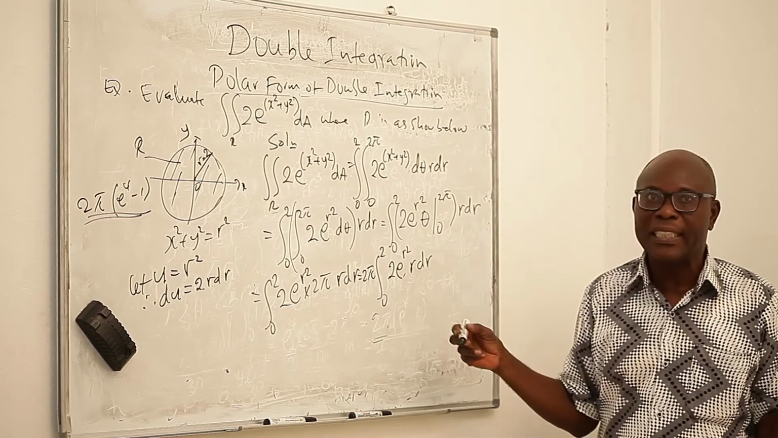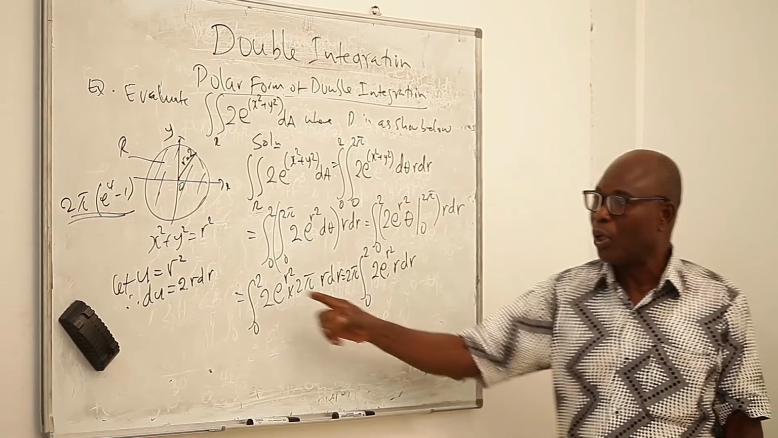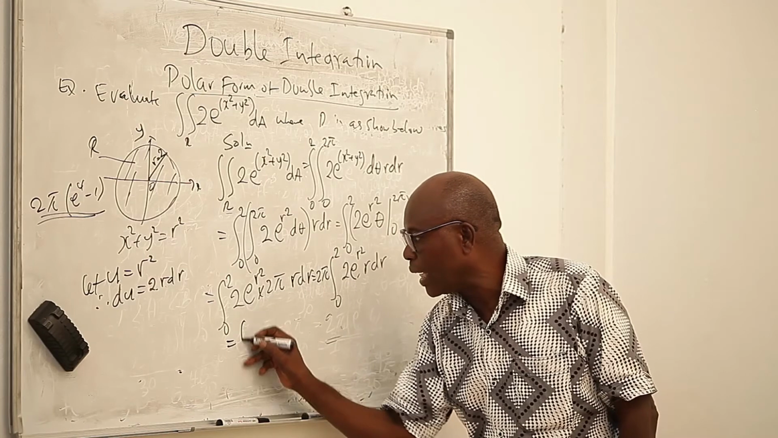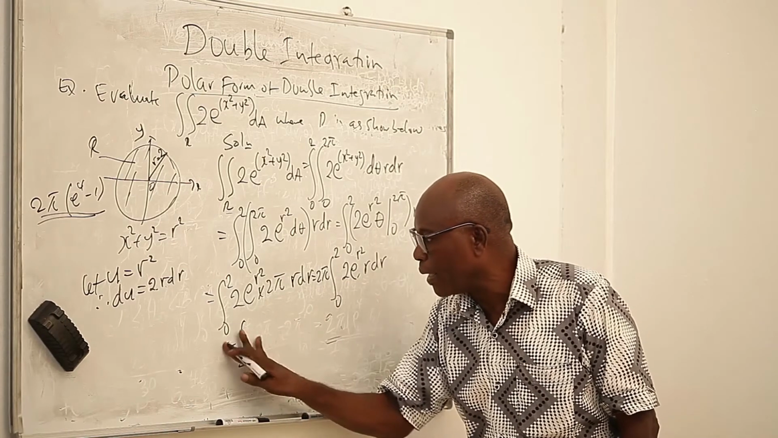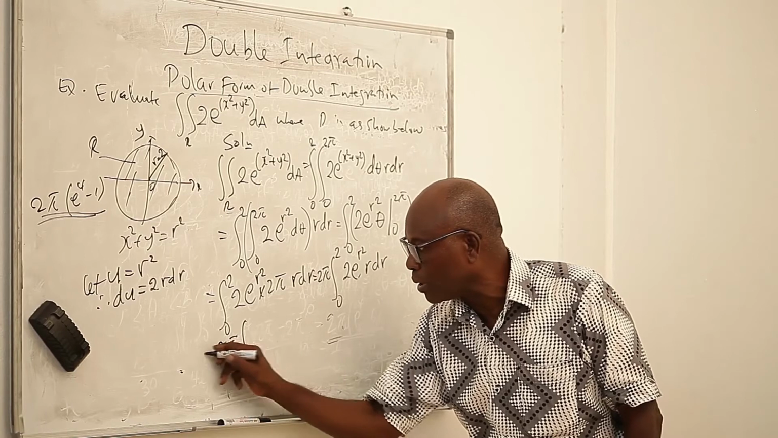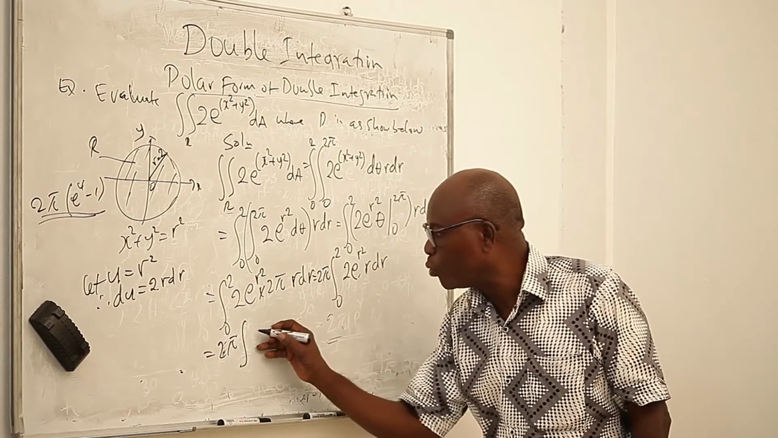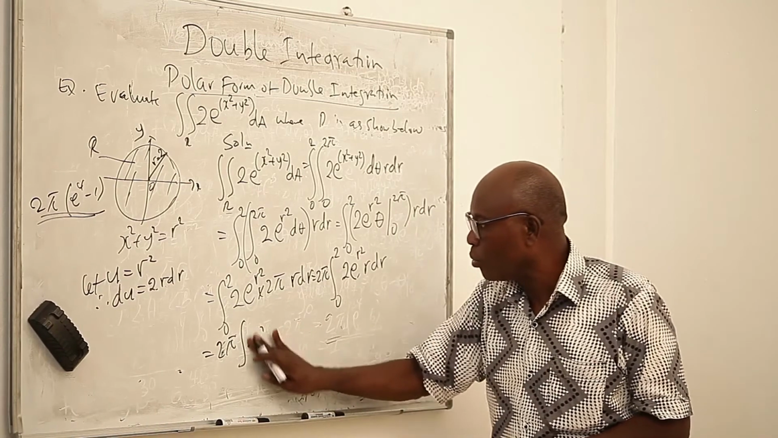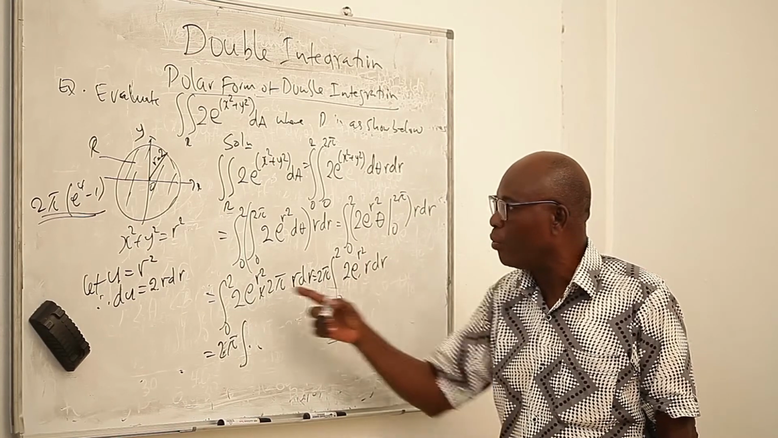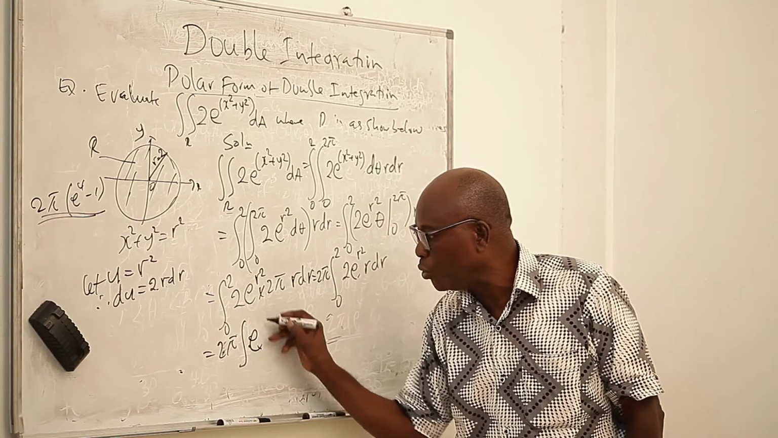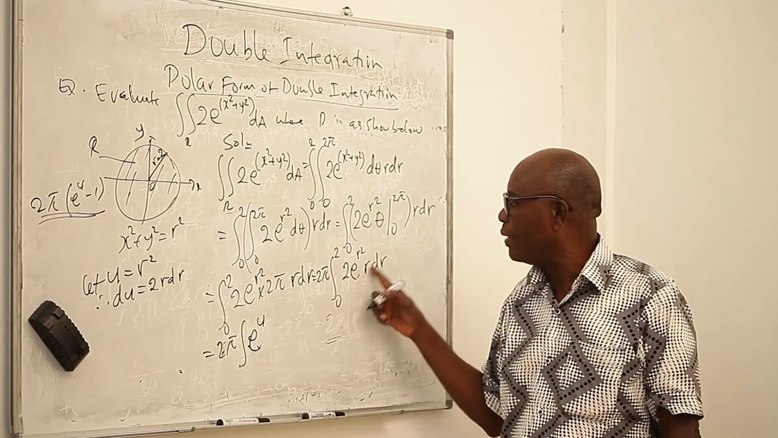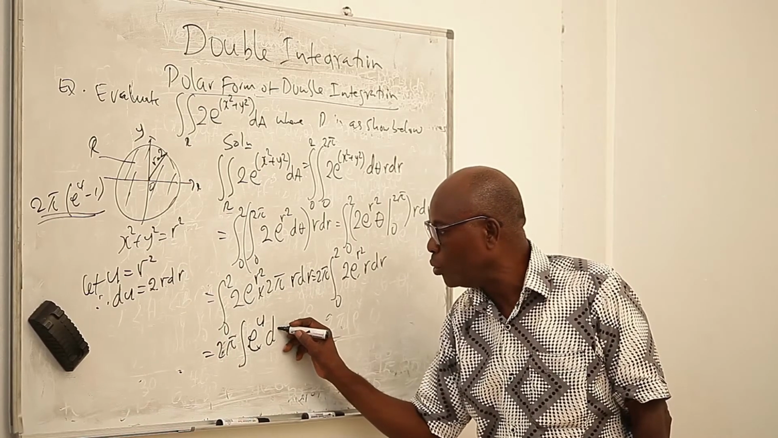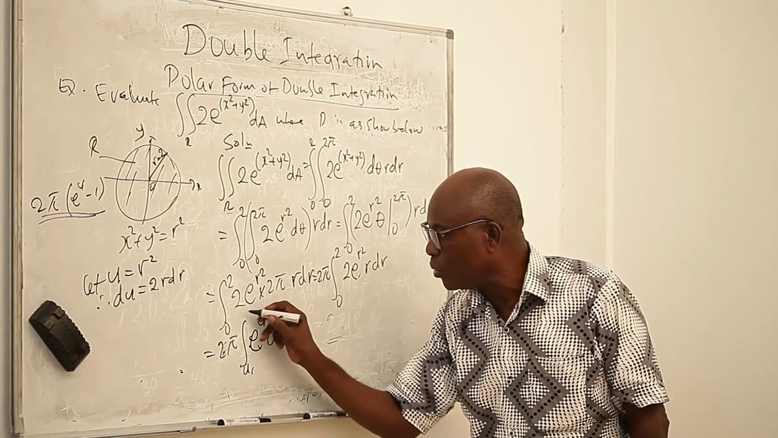And so if you are integrating this one, we use the substitution method. We saw it earlier. And so we take u to be r squared. So this one becomes 2π out, then the integral of e^(r²). We've taken r squared to be u, so e^u, and we are left with 2r dr, so that du is equal to 2r dr. So this one becomes the integral of e^u du from u1 to u2.